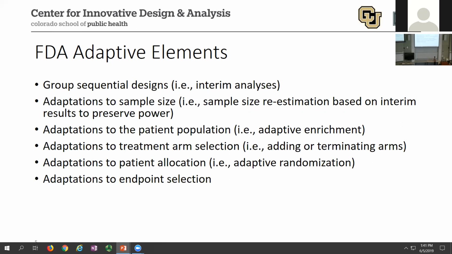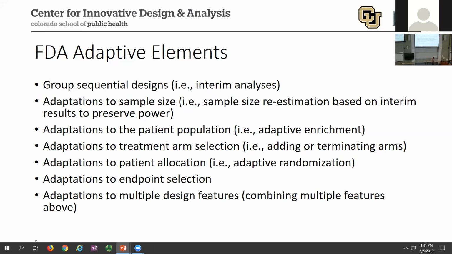Something we won't touch on today, but does exist in the guidance, is this idea of adaptations to endpoint selection, or honing in on how you'll actually evaluate your trial and your study when it's complete. And finally, the catch-all answer the FDA gives, adaptations to multiple design features. So they present each one of these items as a standalone element, but we can imagine you can mix and match them in different ways that might be most appropriate for your trial in a given context.